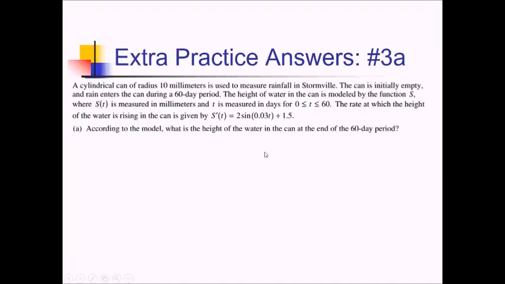For this free response calculator-based problem, we have a cylindrical can, radius of 10 millimeters, measuring rainfall in Stormville. Sounds like a great place to live. Can is initially empty, and then we have rain coming in the can over the course of a 60-day period. And the height of rain in the can is modeled by the S function, whose derivative here they're giving us, S prime of t equals this trig function.